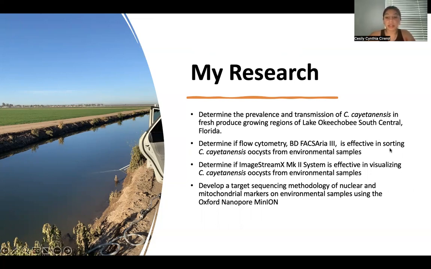And then we also want to determine if ImageStream, which is another tool we'll look into further in the presentation, is effective in visualizing Cyclospora from environmental samples. And a fourth major one is developing a targeted sequencing method of nuclear and mitochondrial markers on environmental samples using the Oxford Nanopore MinION, which is another tool we'll look at.